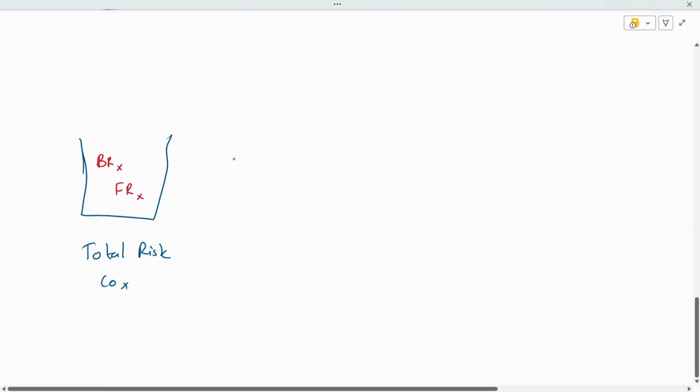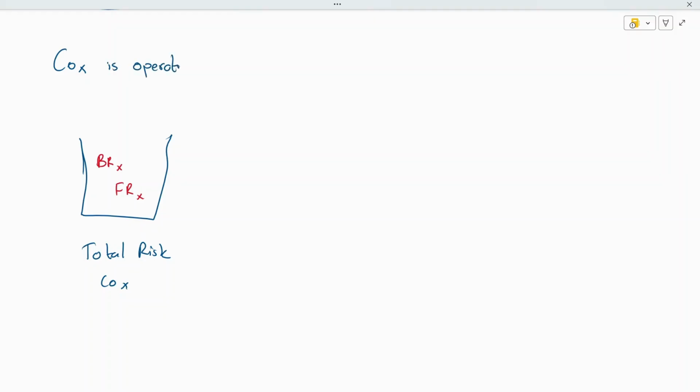So a company's total risk is a mix of two things, which is the business risk and the financial risk. Now let's say company X is operating in the education industry. Therefore, our business risk should be the risk of the education industry.